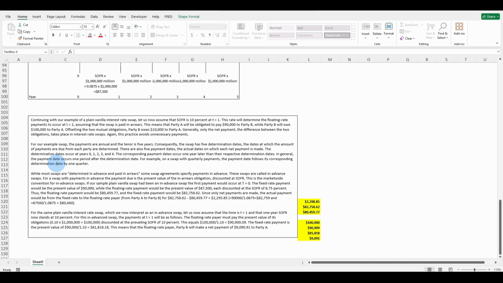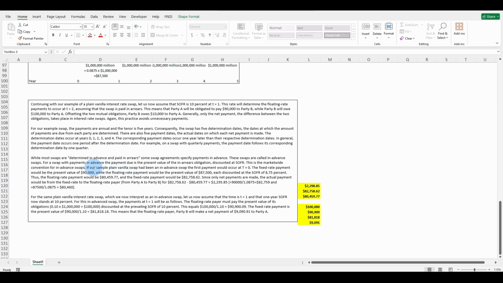For this example swap, the payments are annual and the tenor is 5 years. Consequently, the swap has 5 determination dates, the dates at which the amount of payments due from each party are determined. There are also 5 payment dates, the actual dates on which each payment is made. Determination dates occur at year 0, 1, 2, 3, and 4. The corresponding payment dates occur 1 year later than their respective determination dates. In general, the payment dates occur 1 period after the determination date. For example, on a swap with quarterly payments, the payment date follows its corresponding determination date by 1 quarter.